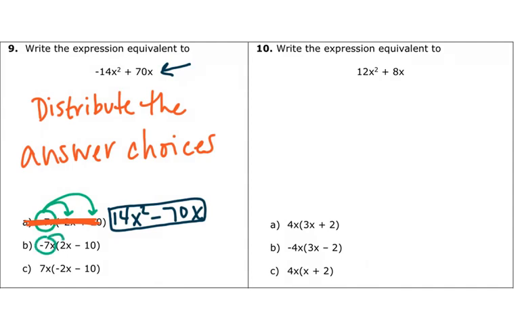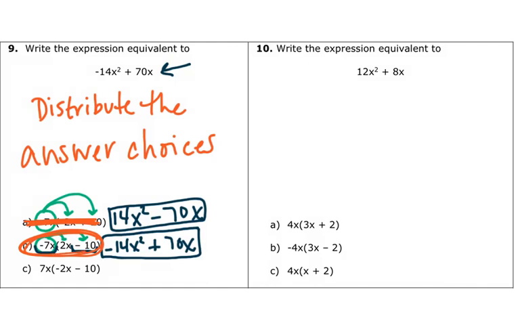So let's try the same thing with the next one. Take my answer choice and distribute. Negative 7 times 2 is negative 14. Be careful, this is a negative 10. Negative 7 times negative 10 is positive 70, and there's an x with that one. Does this match your question? Absolutely it does. Correct answer is B. You could try C, but C would not work.